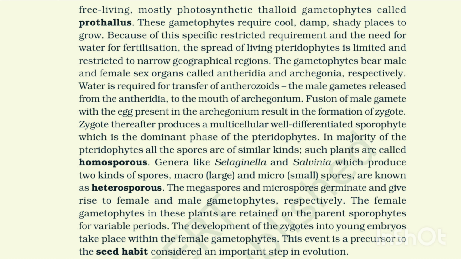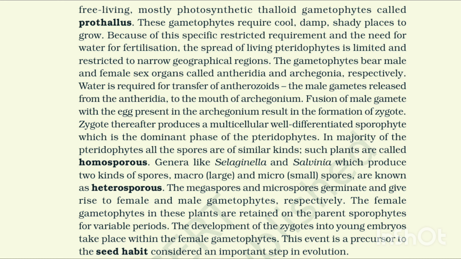In the majority of the pteridophytes, all the spores are of similar kinds. Such plants are called homosporous. Genera like Selaginella and Salvinia, which produce two kinds of spores, macro, large, and micro, small spores, are known as heterosporous. The megaspores and microspores germinate and give rise to female and male gametophytes, respectively.